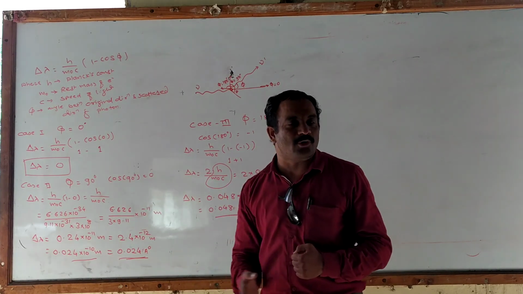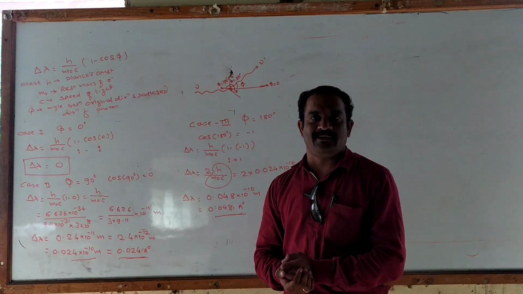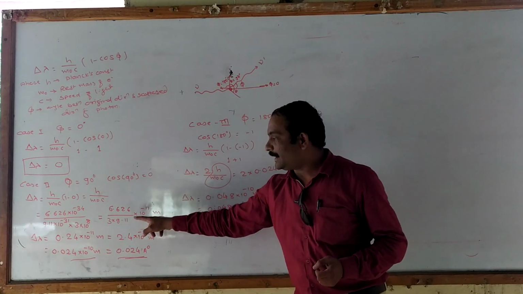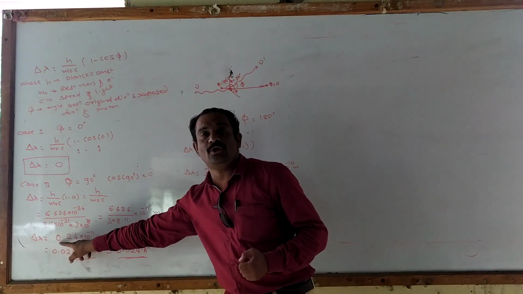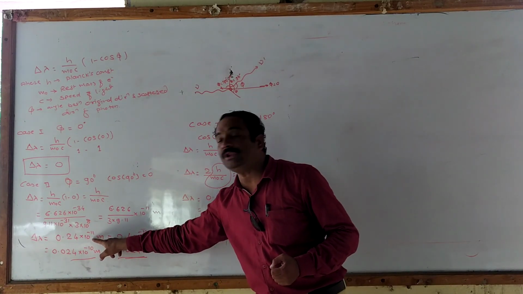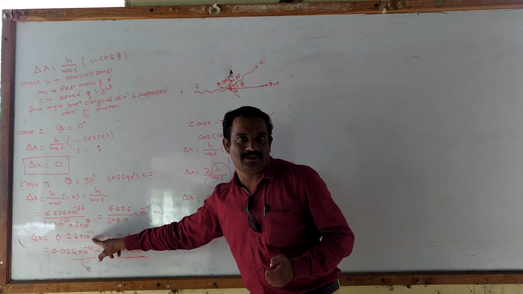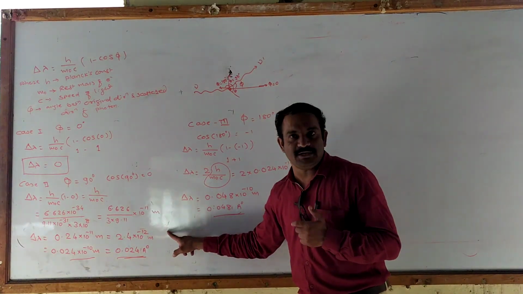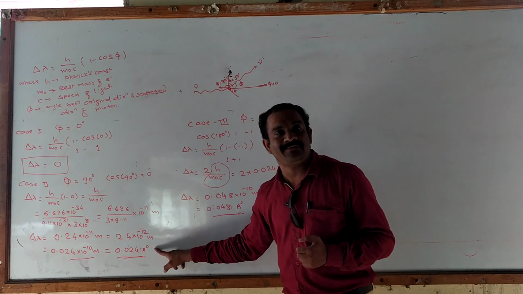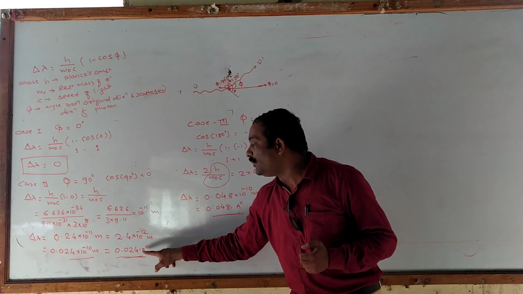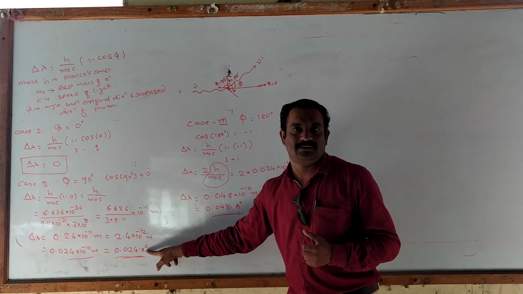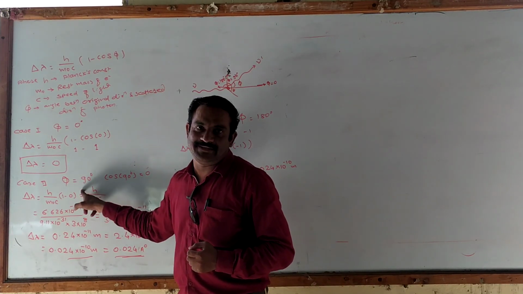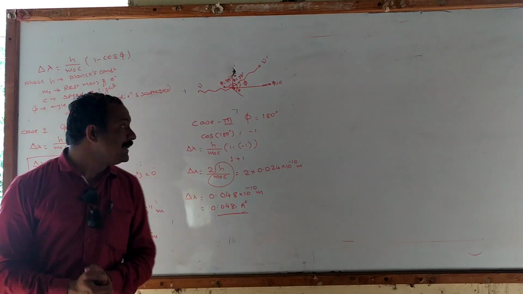Put the values of Planck's constant, rest mass of electron, and c. After putting these values, we can solve this expression and we get the value 0.24 into 10 to the power minus 11 meter. I can write 2.4 into 10 to the power minus 12 meters, or in angstroms, 0.024 angstrom unit.